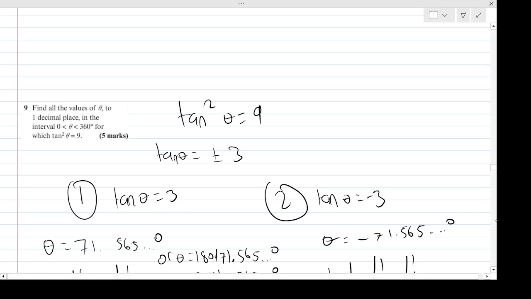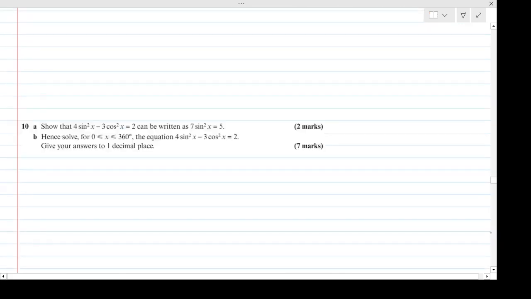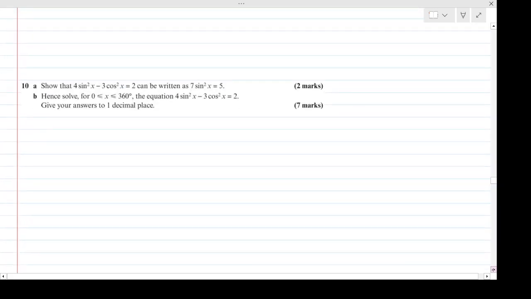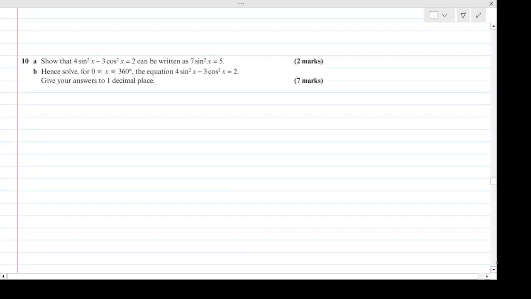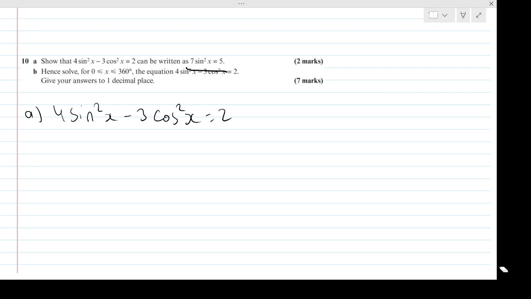Okay, let's have a look at this question then. We are told firstly to show that 4 sine squared x minus 3 cos squared x equals 2 can be written as 7 sine squared x is 5. So this is going to be identities again, right?